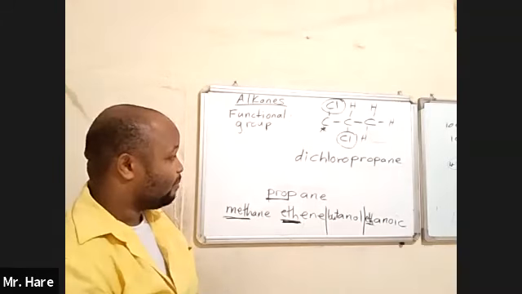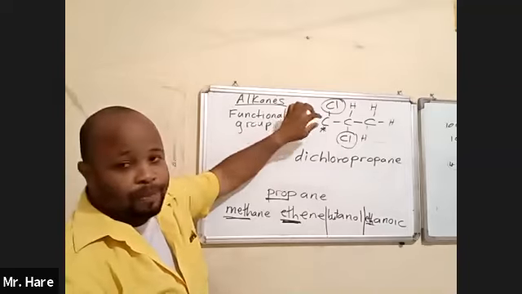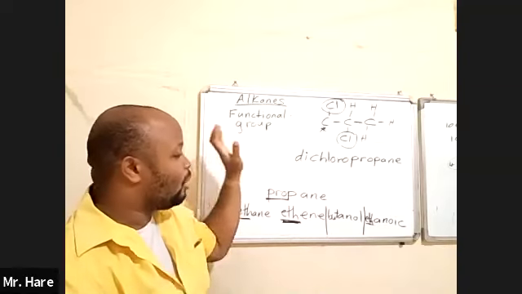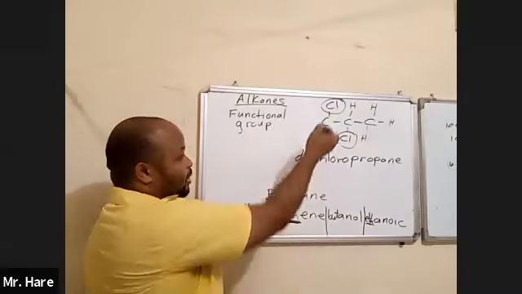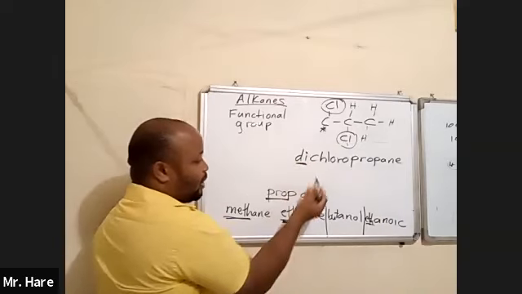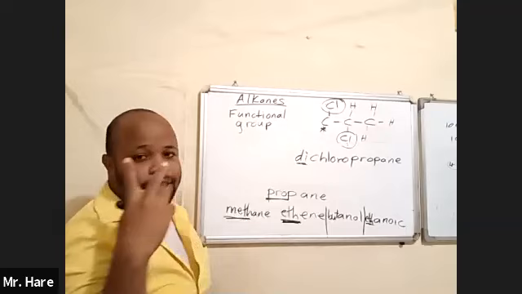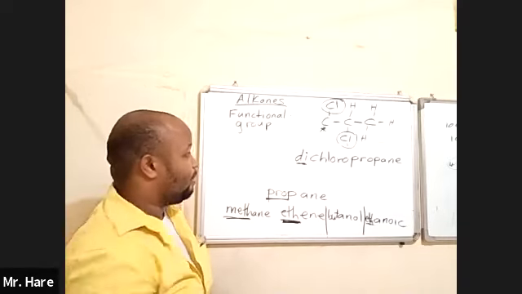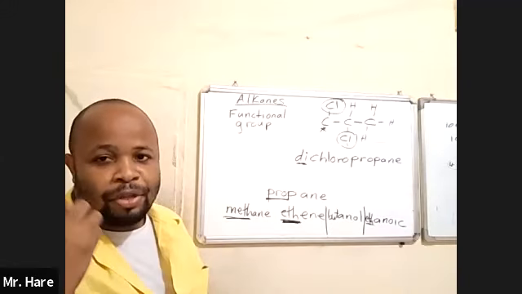Isomers. So can it be on the same carbon? It can be on the same carbon as well, but I'm just going through all these scenarios first. So with 2 chlorine atoms, you have to use the prefix di, because it's 2 of them. After that now, again, you have to tell where the 2 of them are.